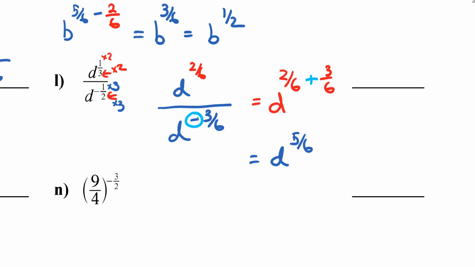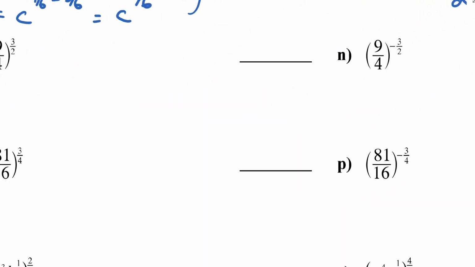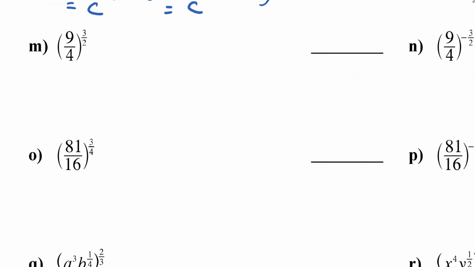Okay, I think I will do a few more of these questions here. M is 9 over 4 to the power of 3 over 2. The key here for these kinds of problems is you want to look at the fraction power there and look at the denominator. There's a 2 there, right? So what you really want to do is take a look at the 9 and the 4 and make sure you're writing them as a power of 2. So I know 9 can be written as 3 to the power of 2, and I know 4 can be written as 2 to the power of 2.